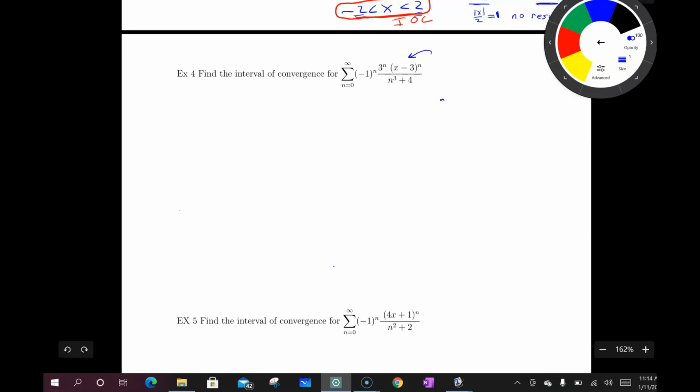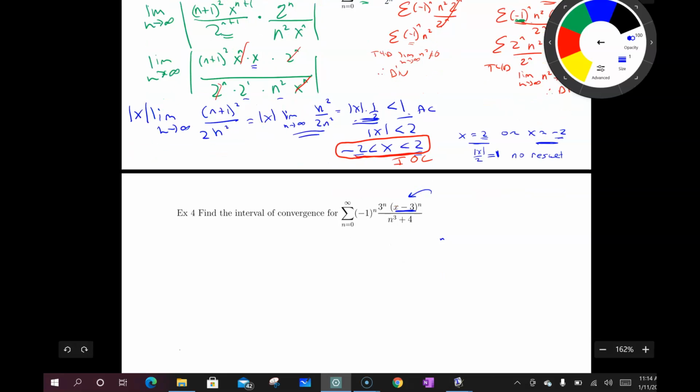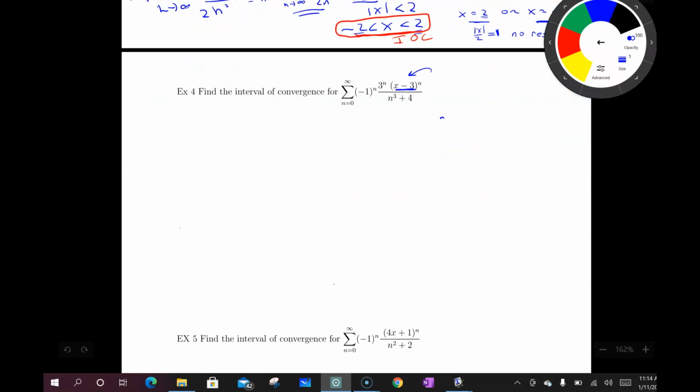Okay, so we've got something different. It's got x minus 3 to the n, as opposed to these other ones that have just had x to the n's. So let's be a little more careful as I'm working through this ratio test.